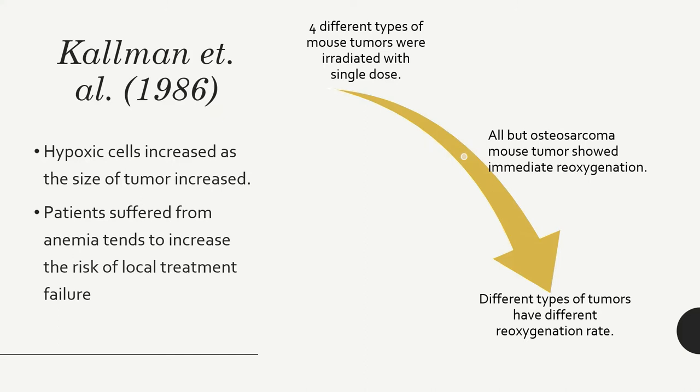They then carried out an experiment where they irradiated 4 different types of mouse tumor with a single dose, and the reoxygenation rate was measured instantly. They found out that the osteosarcoma mouse tumor showed immediate reoxygenation. They then made a small conclusion that different types of tumor have different reoxygenation rates.